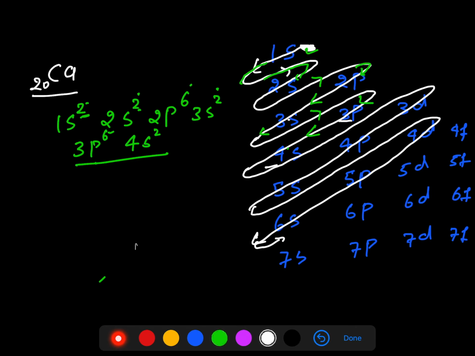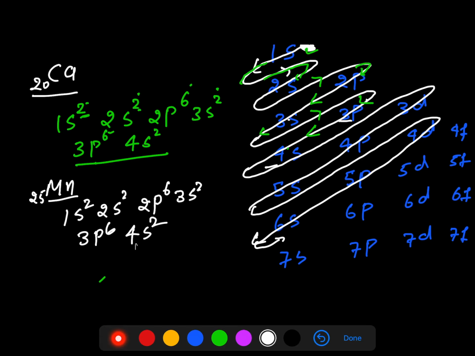Let's take one more example. Let's try to write the electronic configuration of manganese, 25, right? So we have to arrange 25 electrons this time. So start with 1s, 1s 2. After 1s, we'll fill 2s, 2s 2, 2p 6, then 3s 2. After 3s, 3p, 3p 6. After 3p, we'll go to 4s, 4s 2, then 3d, 3d 5. So this is how you write the electronic configuration.